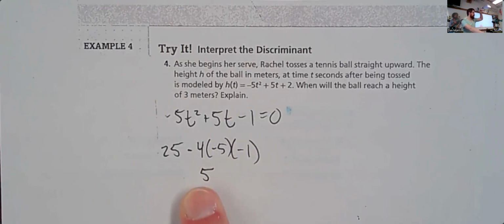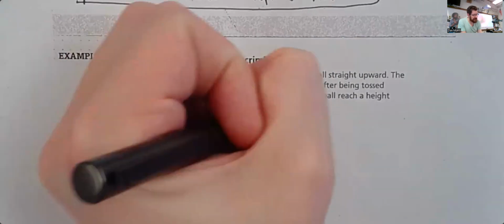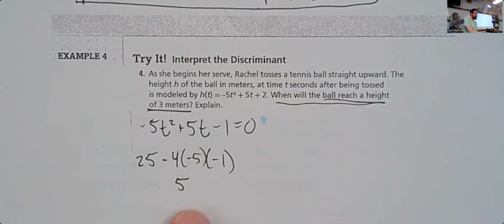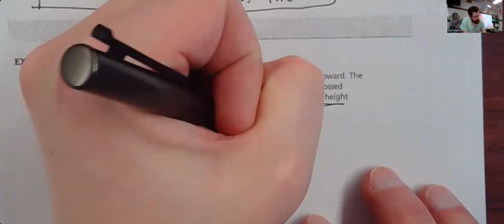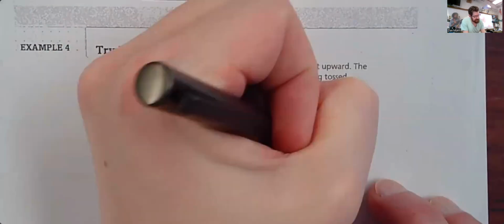Because this is positive, it went above 3 meters, reached its maximum, then came back down below 3 meters again. And so it's saying, when will the ball reach a height of 3 meters? So that means we actually need to solve the problem using the quadratic formula. Now, the nice thing is we've already figured out what's under the square root. So we can say t equals the opposite of b, -5, plus or minus the square root of 5 over 2 times a, which is -10.